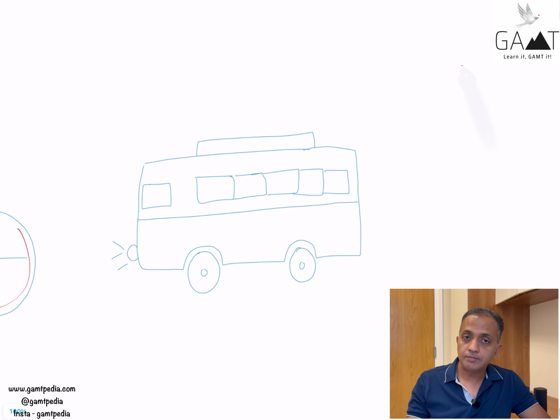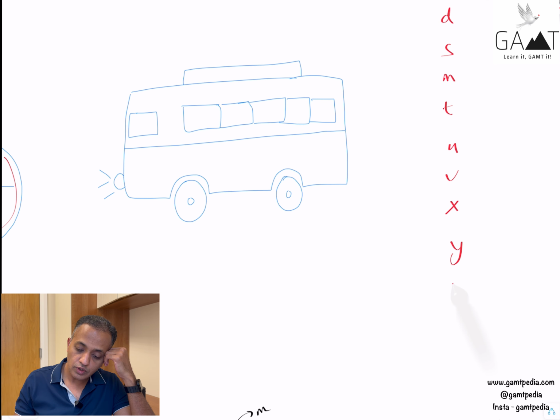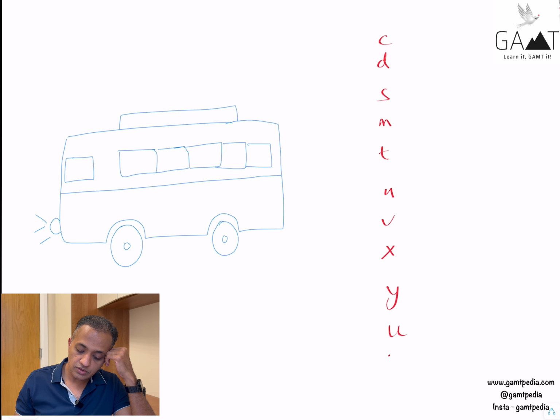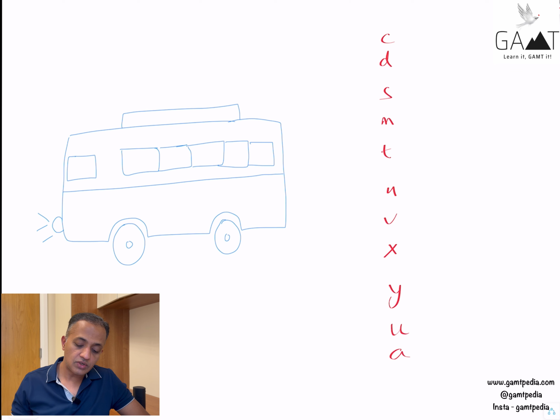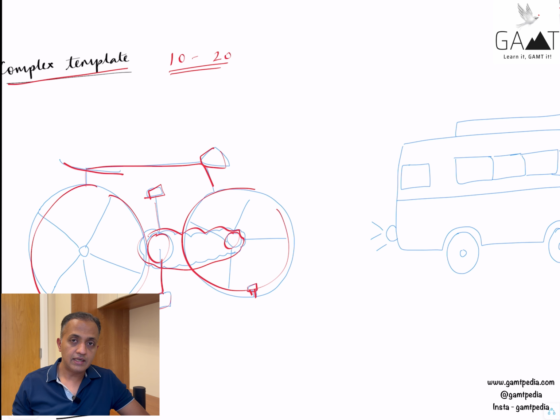So let's say you end up with the keywords C, D, S, M, T, U, V, X, and Y. So how many keywords is this? 1, 2, 3, 4, 5, 6, 7, 8, 9. So we'll have one more, which is U. Okay, let's say these are the keywords. 1, 2, 3, 4, 5, 6, 7, 8, 9, 10, 11. So there are 11 keywords here, and I want to fit these 11 keywords into a GAMT. Let's say we selected these 2 templates: a cycle and a bus.